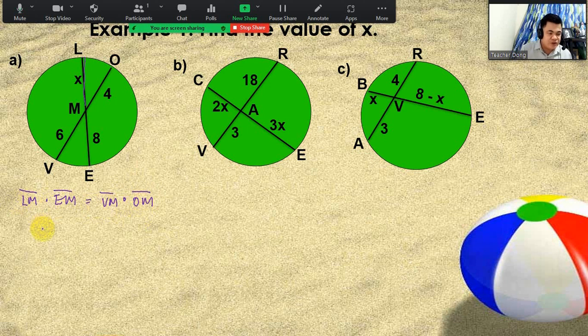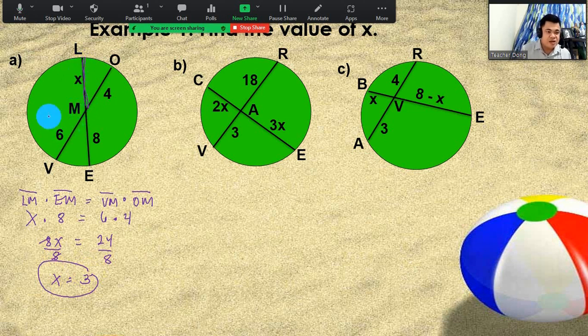That's it. Then let's substitute the values. Segment LM is x times segment EM is 8 equals segment VM is 6 times segment OM, which is 4. Let's simplify: x times 8 is 8x equals 6 times 4, which is 24. To solve for x, we divide both sides by 8 to isolate x. 8 divided by 8 is 1, and 24 divided by 8 is 3. So the value of x here is 3, which is also the length of segment LM, 3 units.